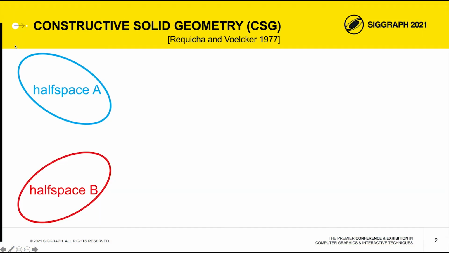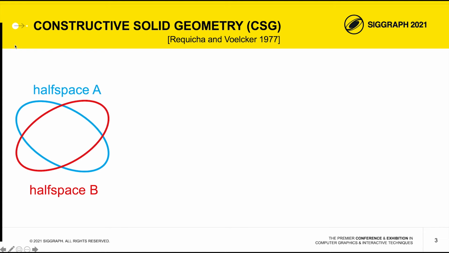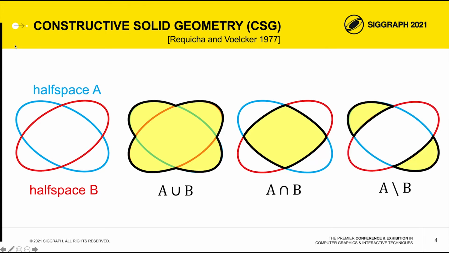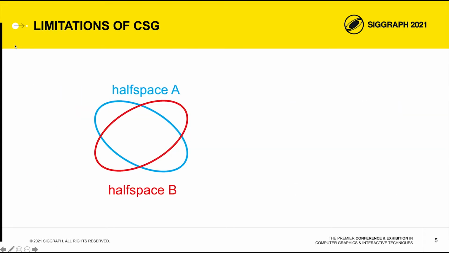One of the most common representations for solid models is constructive solid geometry, or CSG for short. CSG combines simple shapes known as half-spaces into complex shapes using Boolean operations, such as union, intersection, and difference. However, CSG also has several limitations.